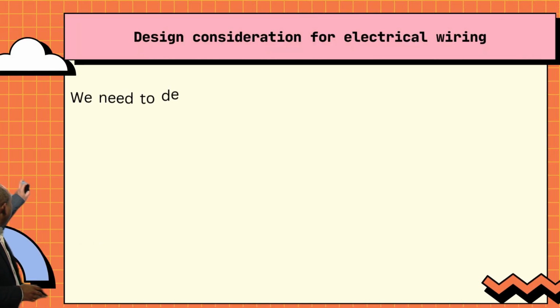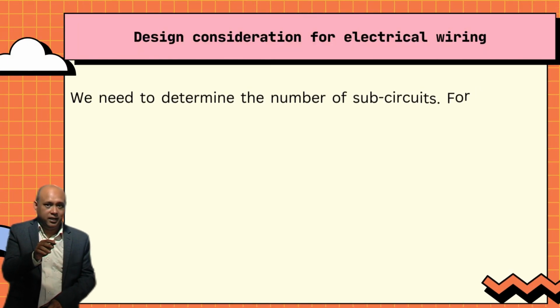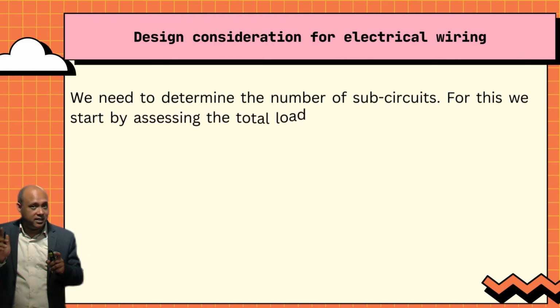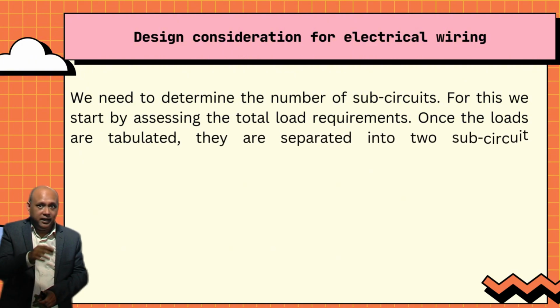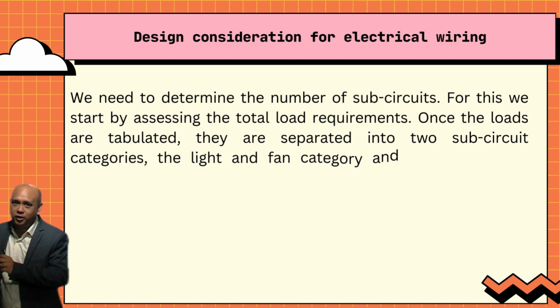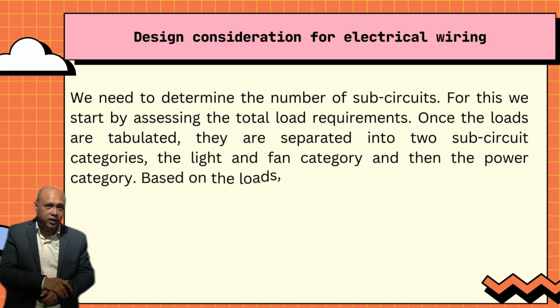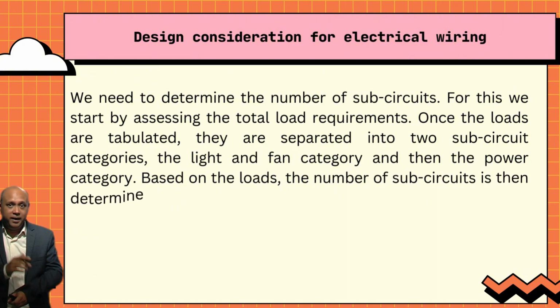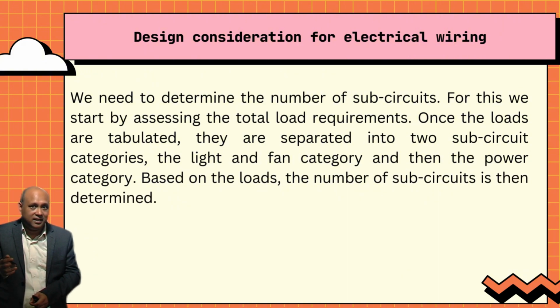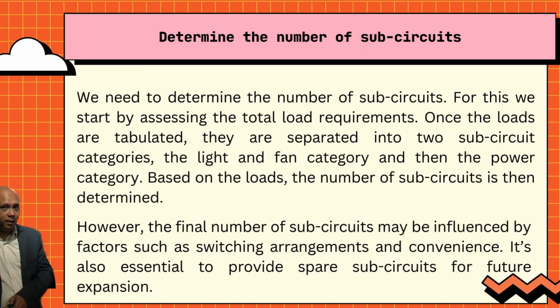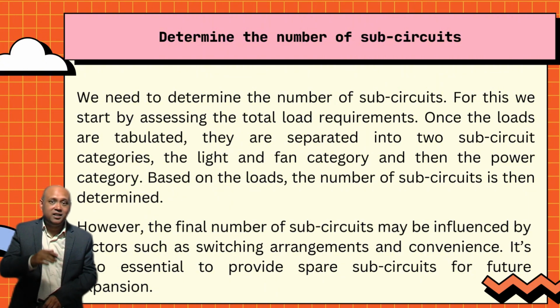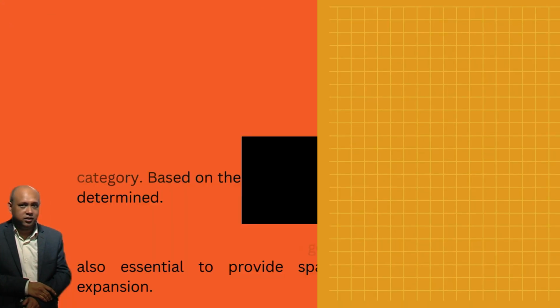First, we need to determine the number of sub-circuits. For this, we start by assessing the total load requirements. Once the loads are tabulated, they are separated into 2 subcategories: the light and fan category and the power category. Based on the loads, the number of sub-circuits is then determined. However, the final number of sub-circuits may be influenced by factors such as switching arrangements and convenience. It is also essential to provide spare sub-circuits for future expansion.